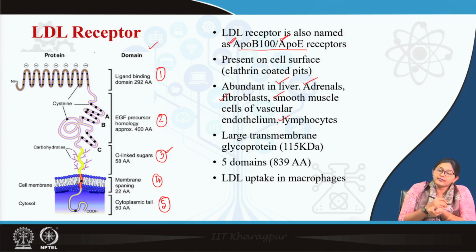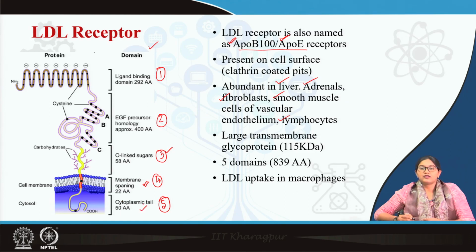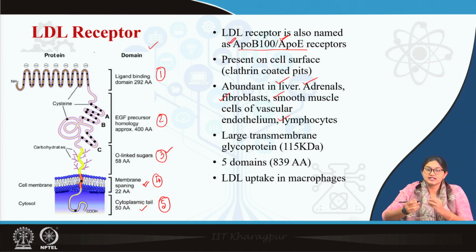Next domain is the membrane spanning domain. This part is basically the transmembrane spanning domain. Then the cytoplasmic tail. Now, cytoplasmic tail is the domain which is actually causing endocytosis of the ligand receptor complex. So, these are the 5 domains of LDL receptor.